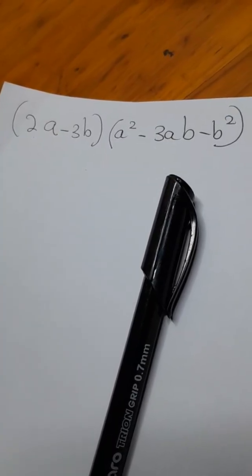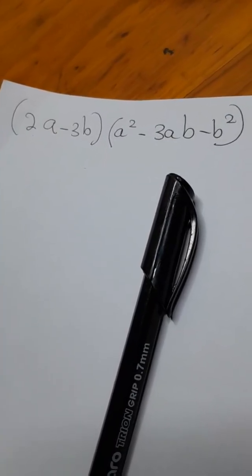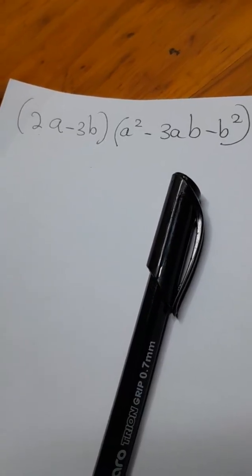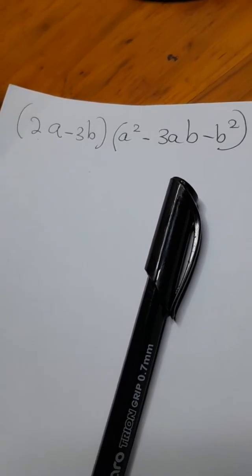Right, so we have open bracket 2a minus 3b, close bracket, open bracket, a squared minus 3ab minus b squared.